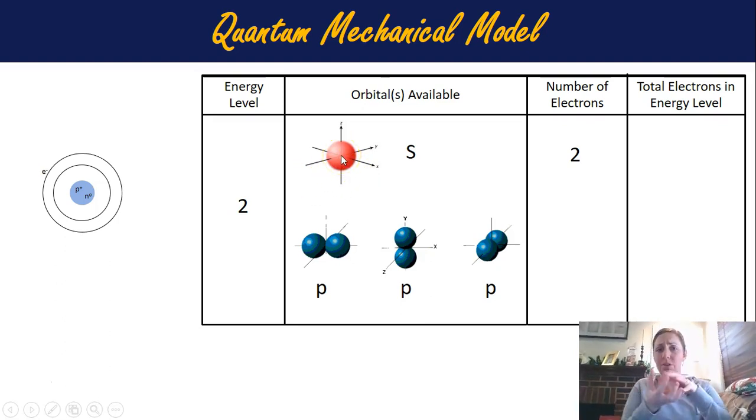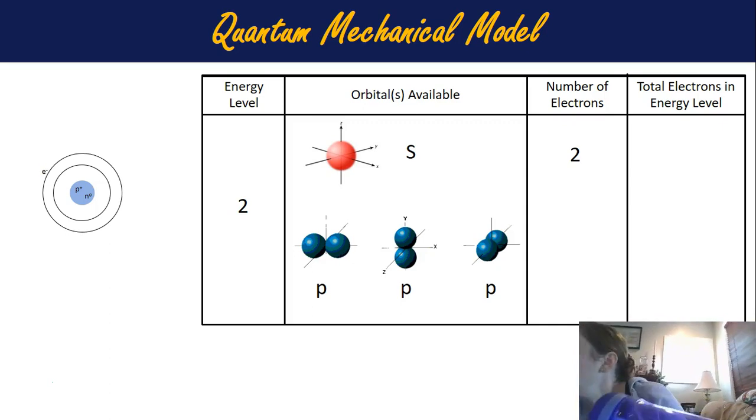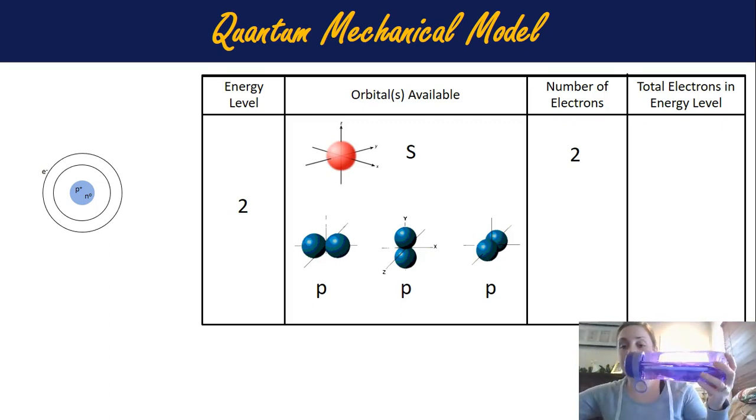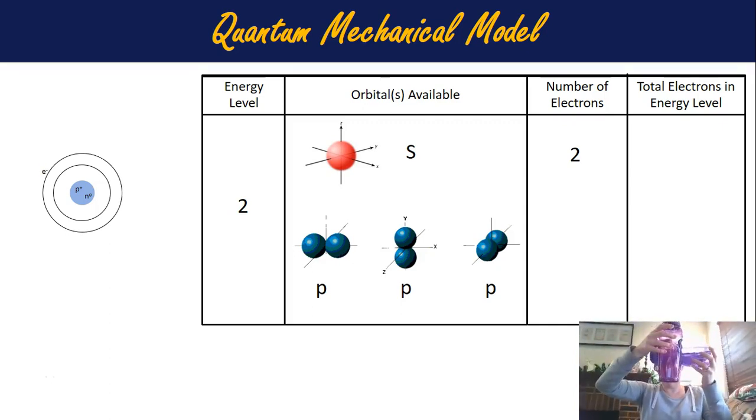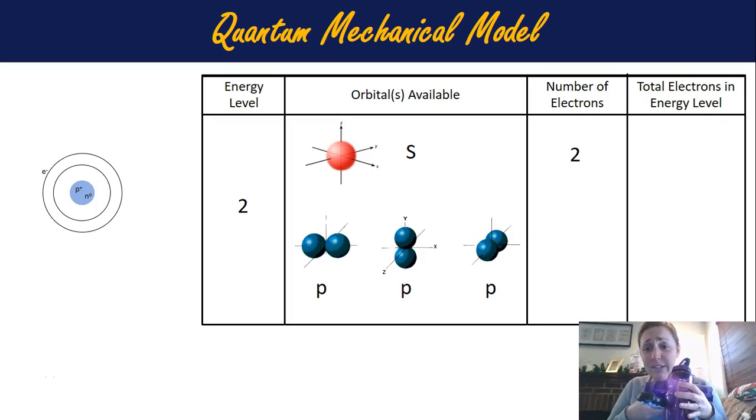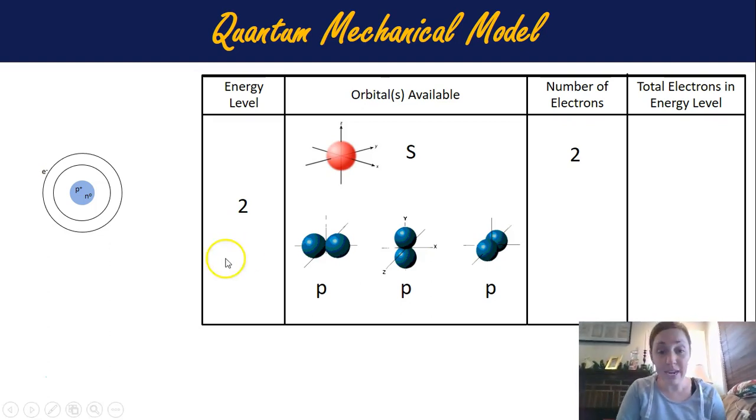So look, no matter how I turn that s, it's always going to look the same. It's a sphere, right? But this p orbital, if you imagine my water bottle to be a p orbital, I could have a p shape this way, another one this way, and one going in and out, which is really awkward to hold, right? So there are 3 different orientations that you could have of the p subshell. So there are 3 p's within your second energy level.